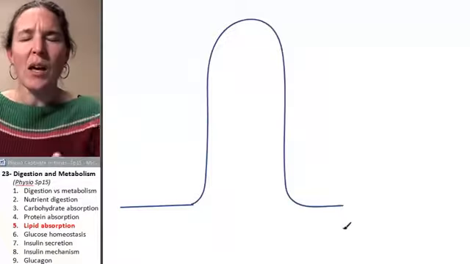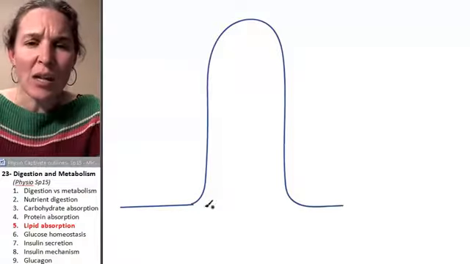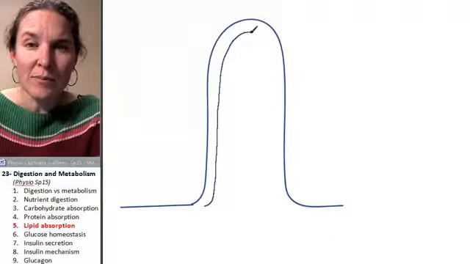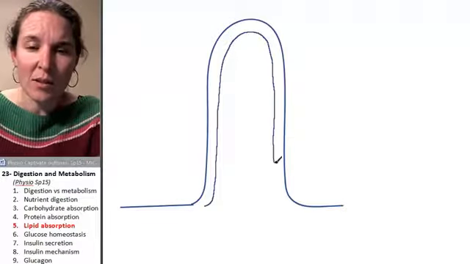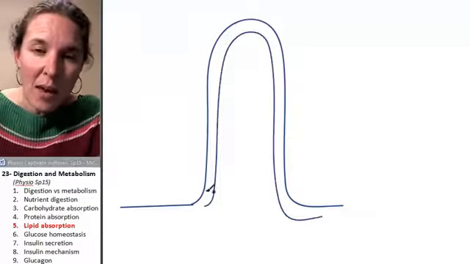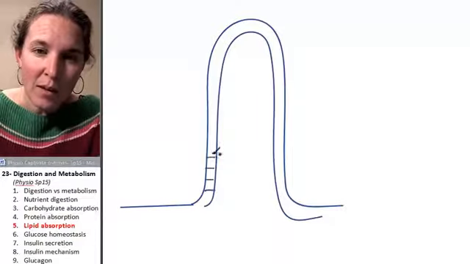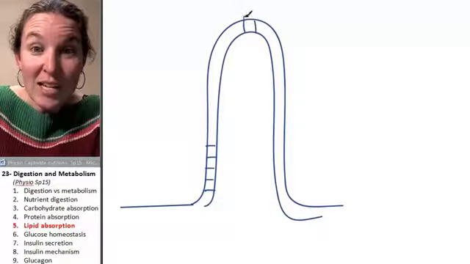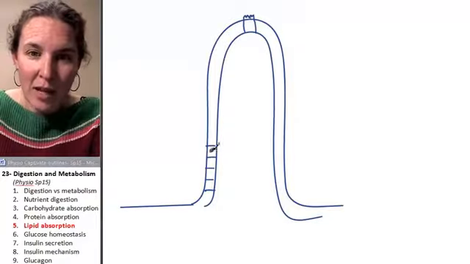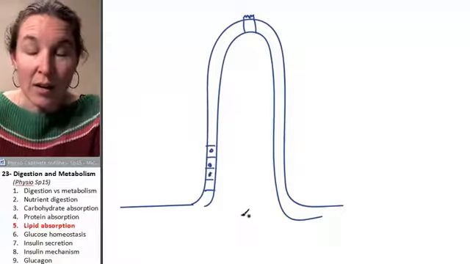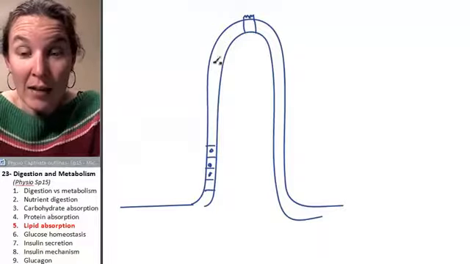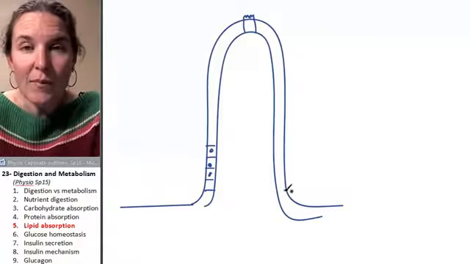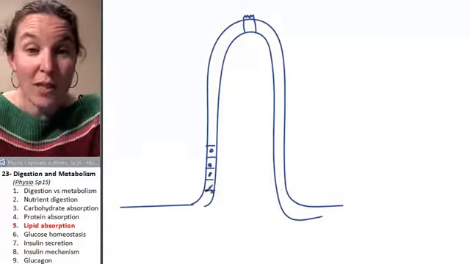lining the actual epithelium. This is representing individual epithelial cells. Each single cell has microvilli. You can barely see my little microvilli. This is a line of epithelium. Microvilli are found on individual cells.